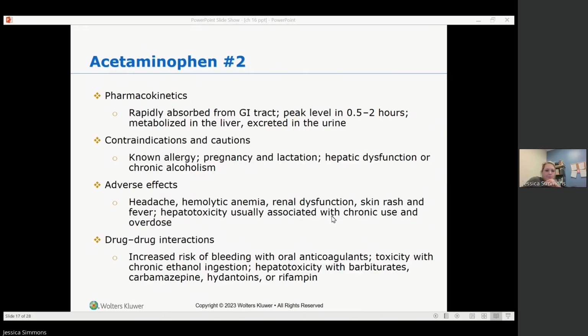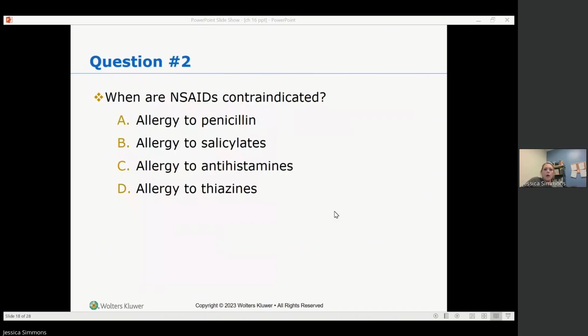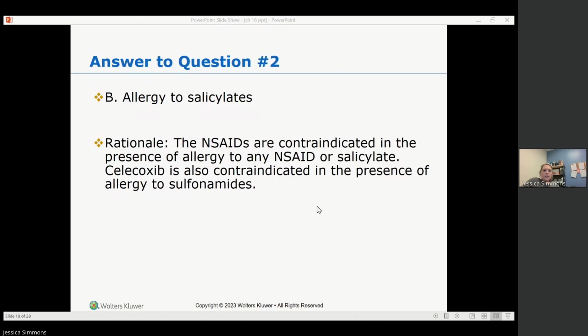Okay. When are NSAIDs contraindicated? The answer is an allergy to salicylates. NSAIDs are contraindicated in the presence of an allergy to any NSAID or salicylate. Celecoxib is also contraindicated in the presence of allergy to sulfonamides.